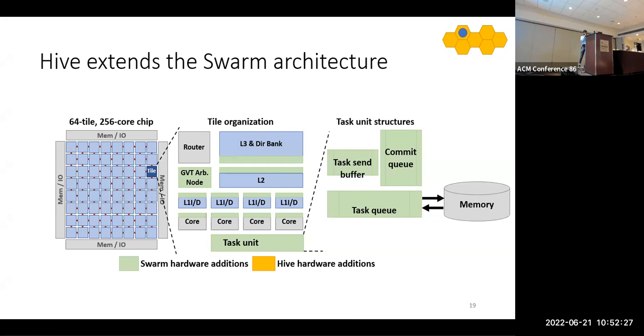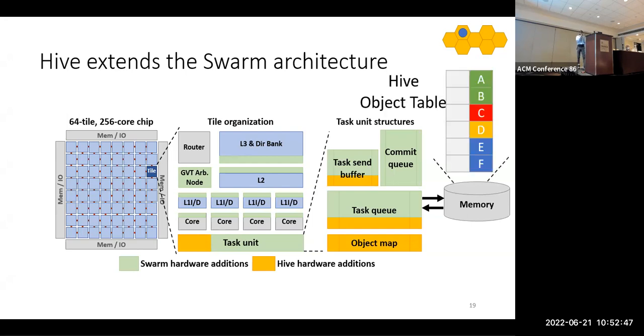First off, Hive extends the Swarm task descriptor with parent timestamps and an object ID, which allows it to match up to detect mootness. Hive also adds a small content addressable memory we call the object map, which allows us to quickly look up tasks by their object ID. Second, Hive adds an in-memory object table, which stores metadata for all Hive objects.